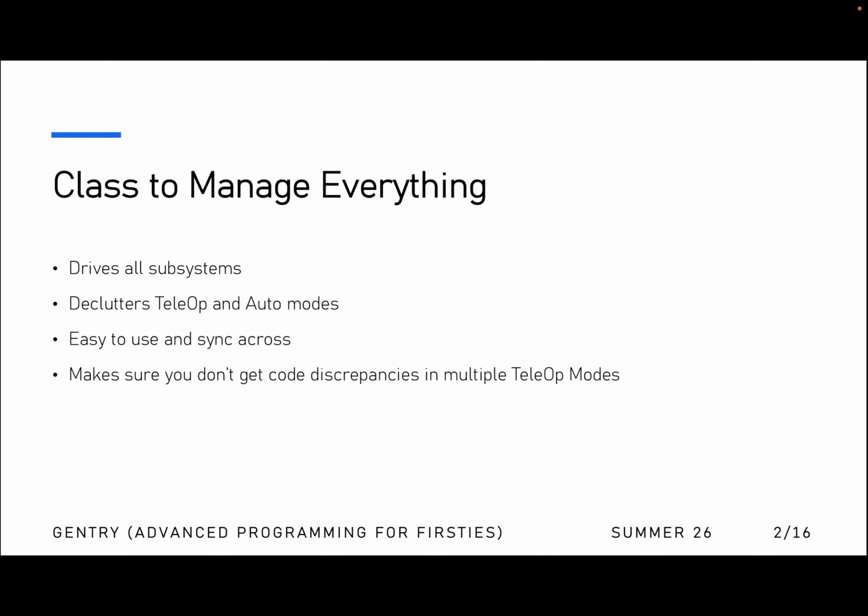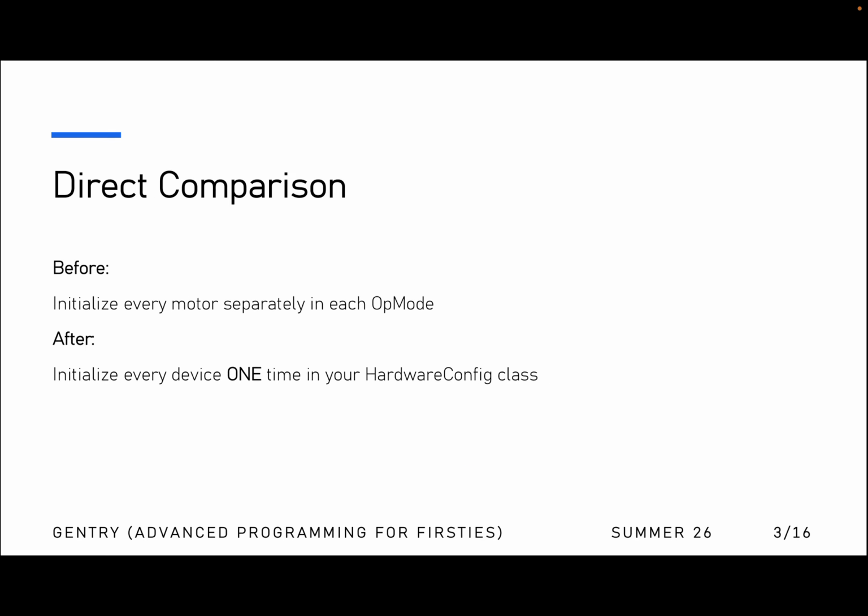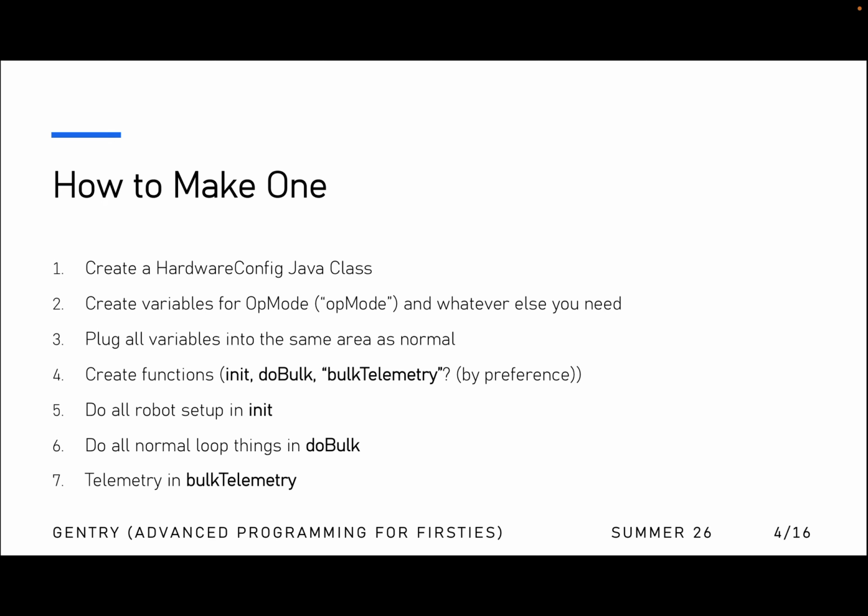So this right here is an example of what a well-defined one may look like in teleop. As you can see, there's not that many lines. Realistically, there's 1, 2, 3, 4, 5 lines total. And that's all your teleop will need inside the class. So for a direct comparison, before you would initialize every motor separately in each op mode. But now with hardware classes, we can initialize every device one time in the hardware config class whenever we tell it to. So what are the steps to do this?